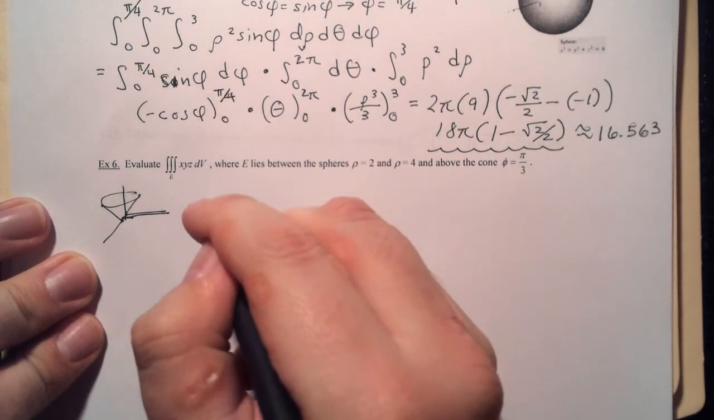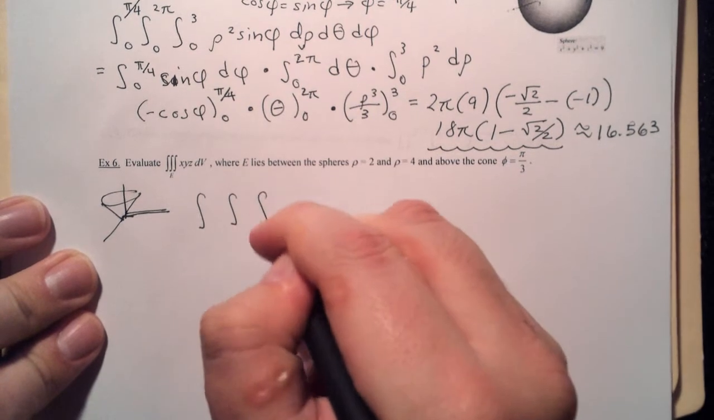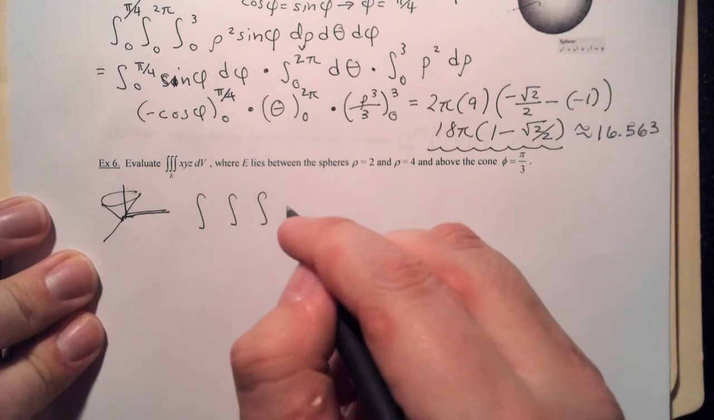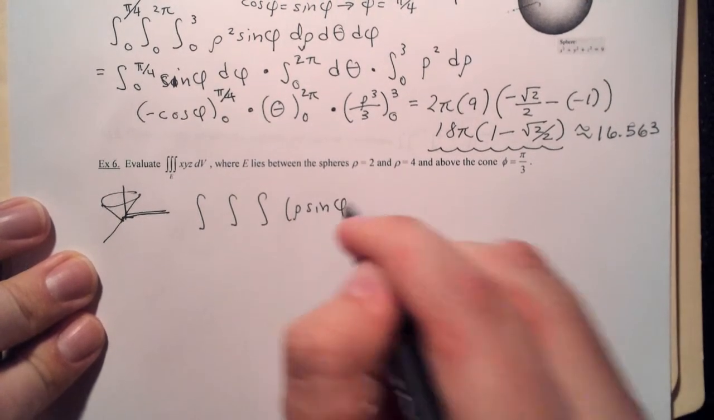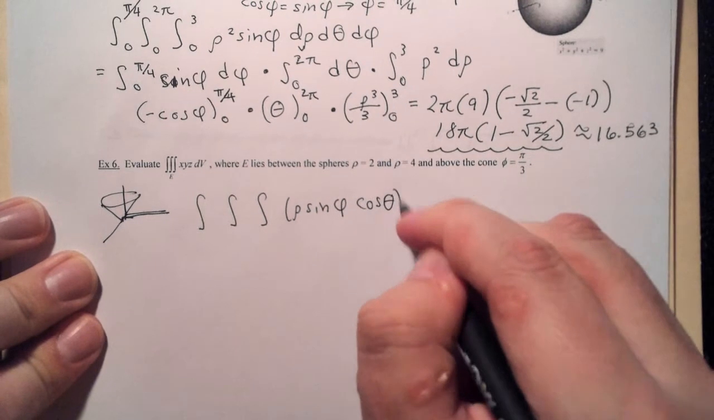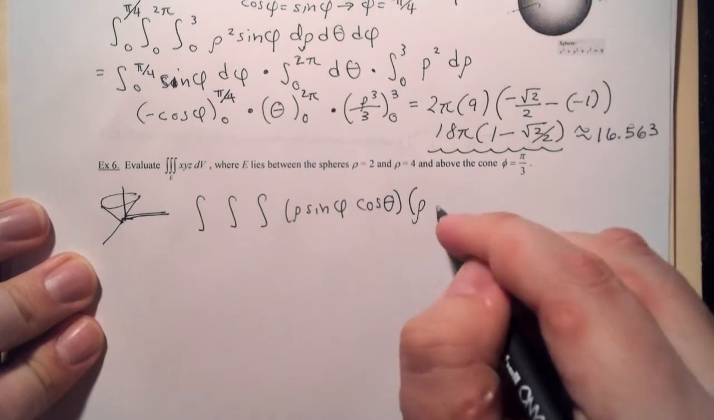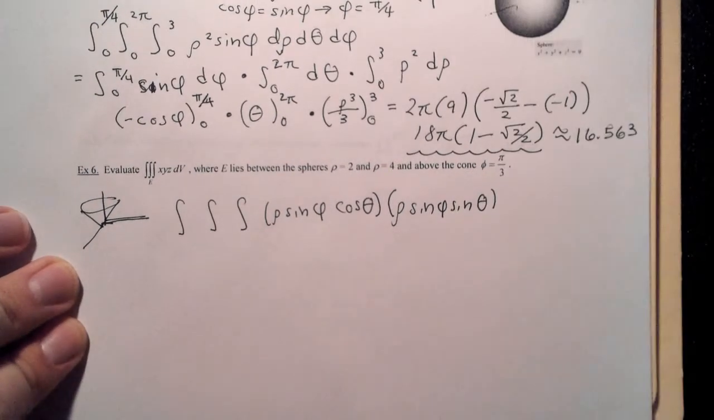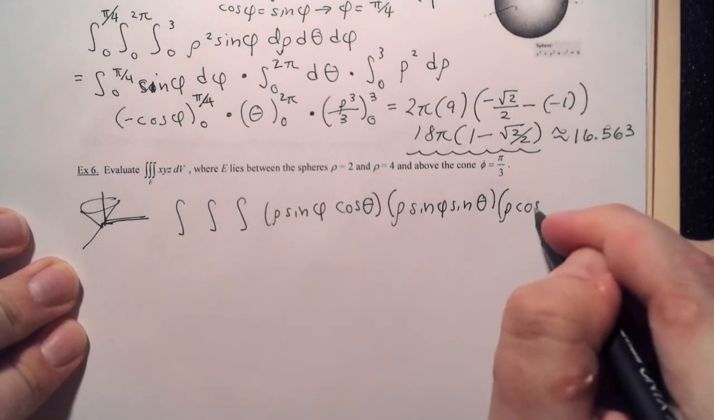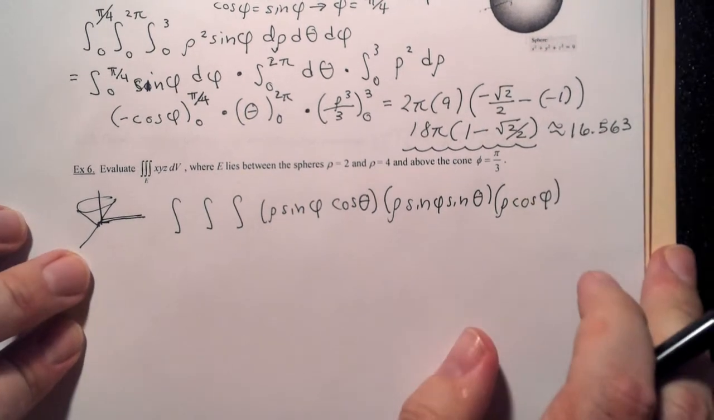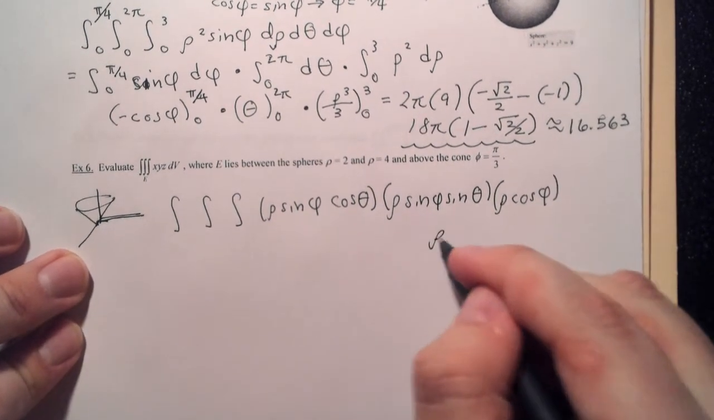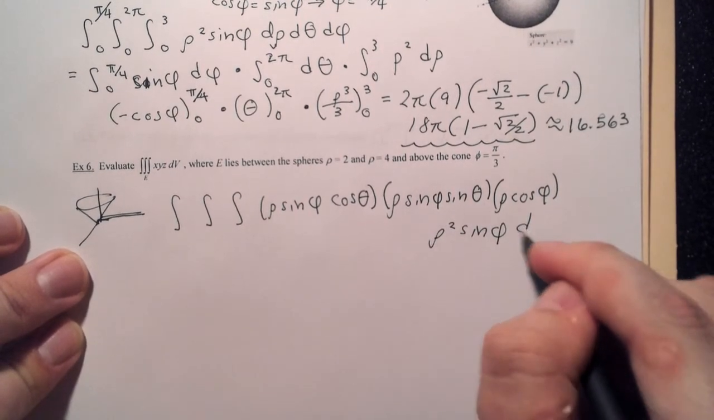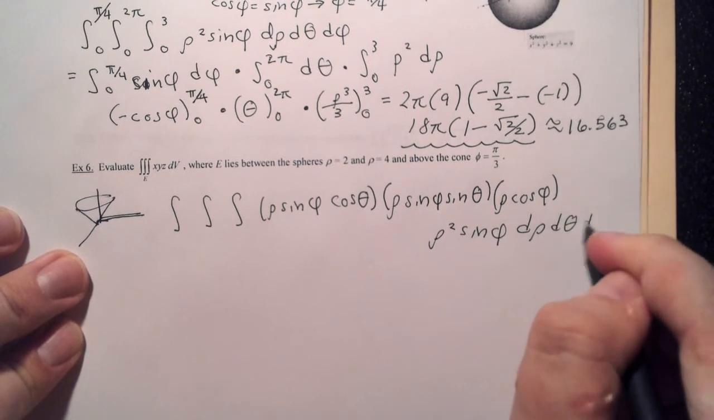So then what we would have here is the triple integral of xyz. If I do my conversions there, x is rho sine phi cos theta, y is rho sine phi sine theta, z is rho cos phi. I'm running out of room because I've written too large. I don't want to forget my additional factor, rho squared sine phi, and then I need d rho, d theta, d phi.